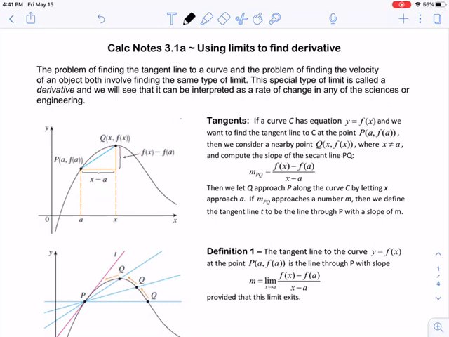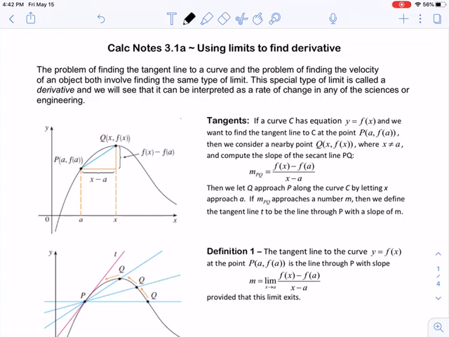In Chapter 3, we're going to discover the idea of a derivative. A derivative is one of the basics of calculus. The problem of finding a tangent line to a curve and the problem of finding the velocity of an object both involve finding the same type of limit. This special type of limit is called a derivative, and we will see that it can be interpreted as a rate of change in any of the sciences or engineering.